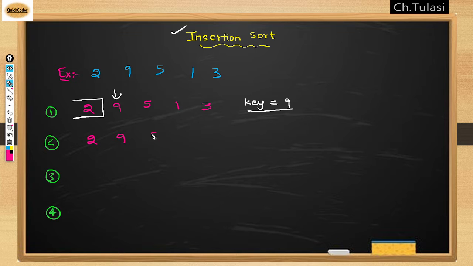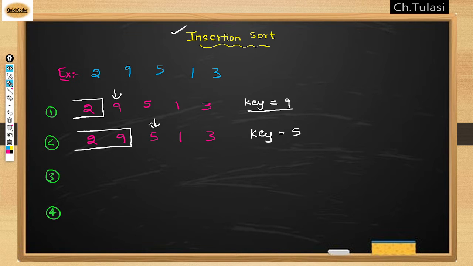So what we have now is 2, 9, 5, 1, 3. Now 2 and 9 are in this row and also follow ascending order. Now let's take the key as 5. My 5 will be checked with 9. Is my 5 less than 9? Yes, my 5 is less than 9.